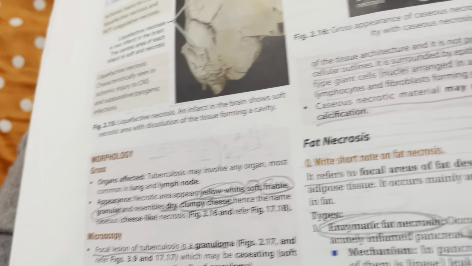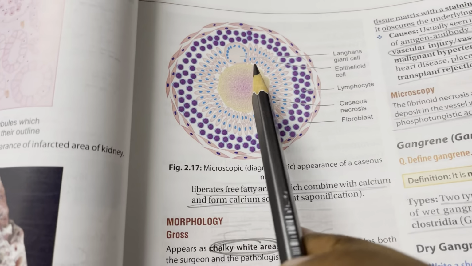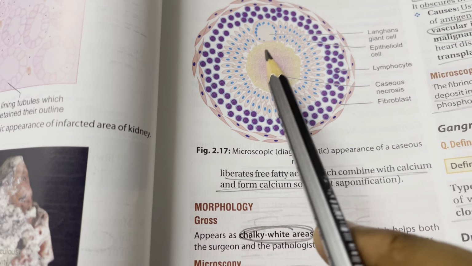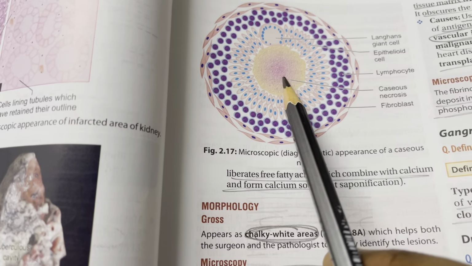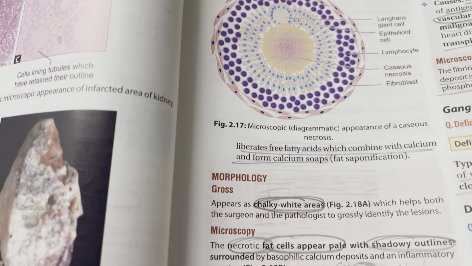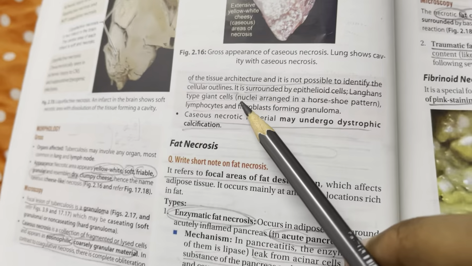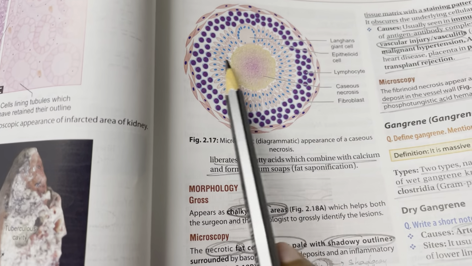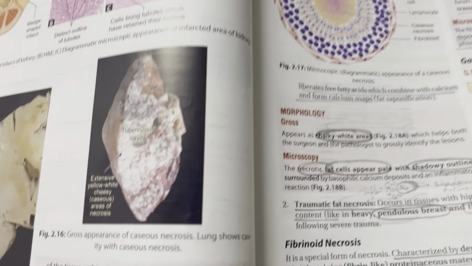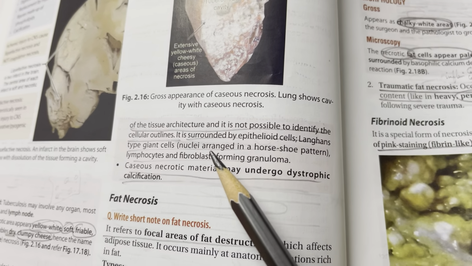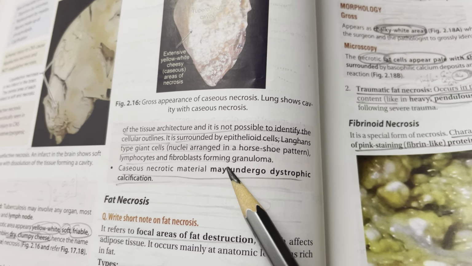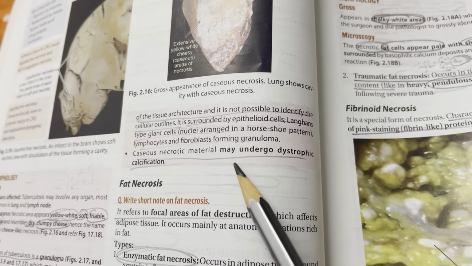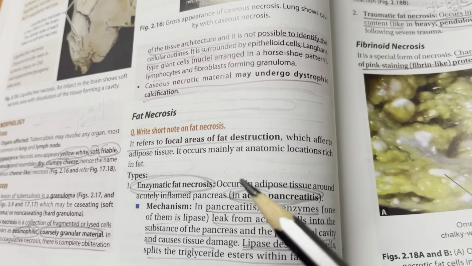Microscopically, the focal lesion of tuberculosis infection is granuloma. Caseous necrosis is the collection of fragmented or lysed necrotic cells that appears to be eosinophilic. You can see pink, granular material, cheesy white, all that, right? So there is complete obliteration of the tissue architecture, and that is in contrast to coagulative necrosis. There is obliteration of the outline of the tissue. It is not possible to identify the cellular outlines. It is surrounded by epithelioid cells, Langhans giant cells, and fibroblasts forming a granuloma. The caseous necrotic material may undergo dystrophic calcification.